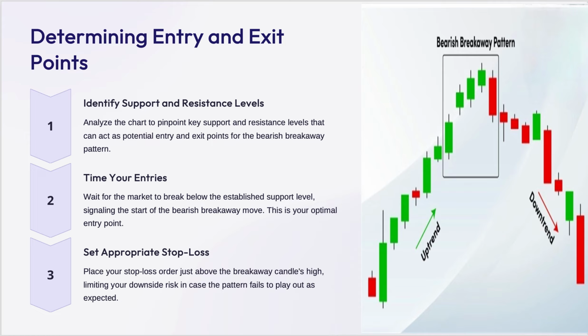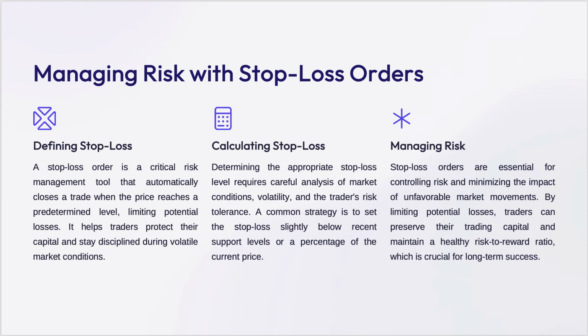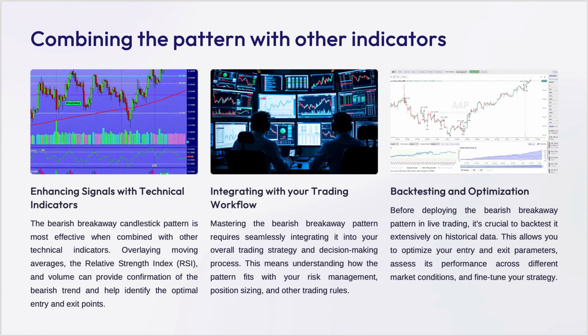These are important. We will talk about the timing from an astrological point of view also, and from an RSI indicator point of view, later. But manage risk with stop loss orders: define stop loss and calculate stop loss. Combine the patterns with other indicators. You can enhance your trading strategies by including RSI, relative strength index, and MACD, moving averages, and the support and resistance levels also.